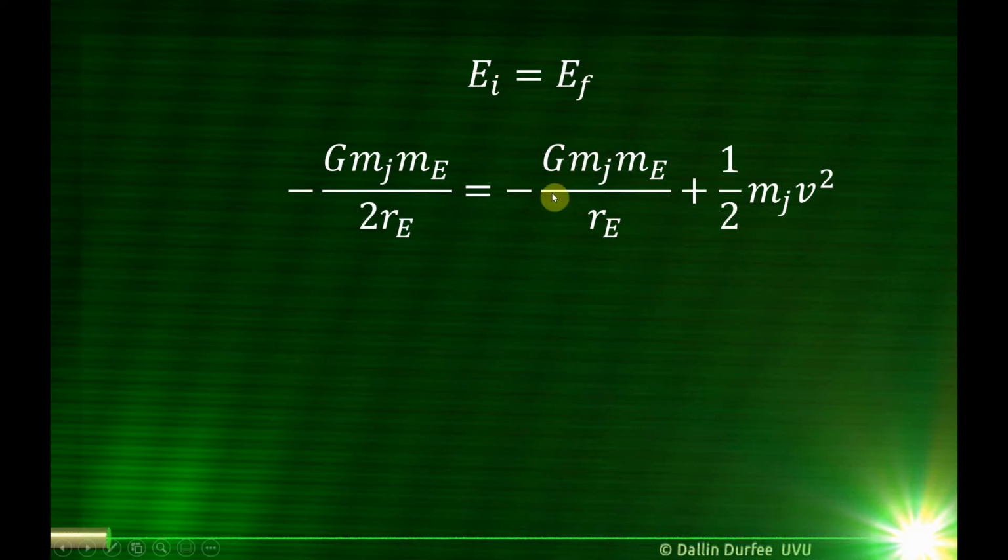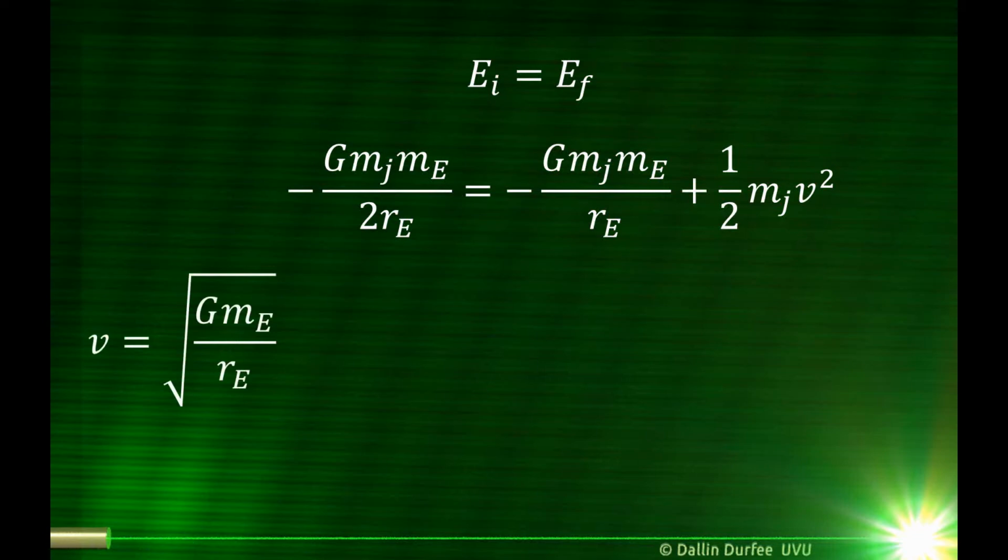The final potential energy is negative G times the junk mass times the Earth mass divided by the radius of the Earth, right? The final position is 1 radius away from the center of the Earth because it's at the surface of the Earth. But now it's lost potential energy, and it's gained kinetic energy, 1/2 mass of the junk times velocity squared. And now we can solve this equation for velocity.